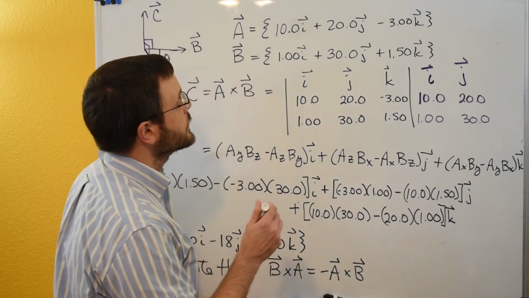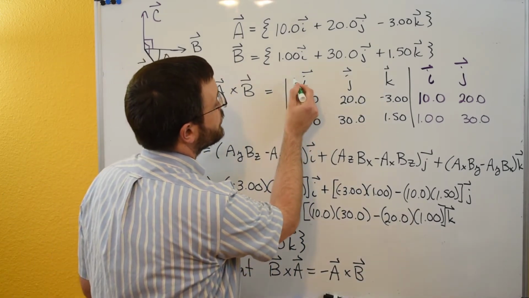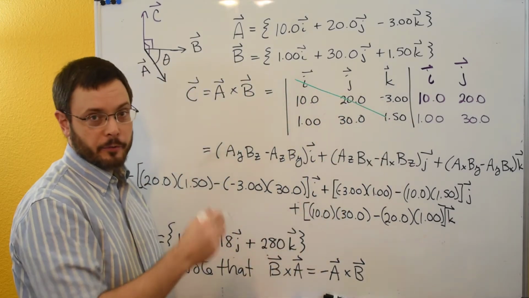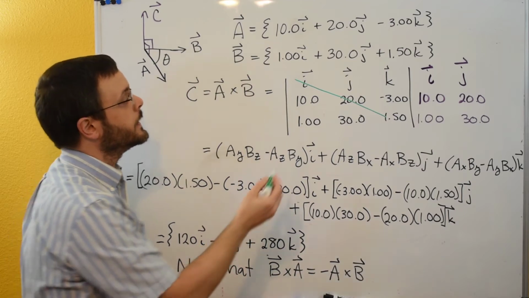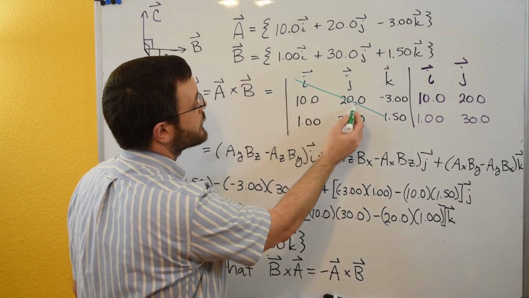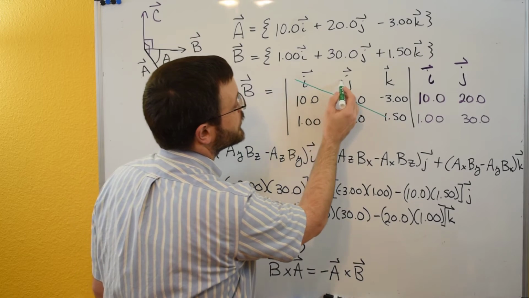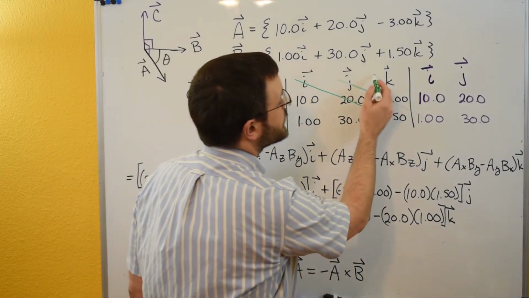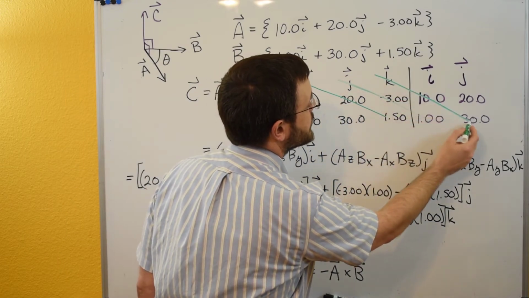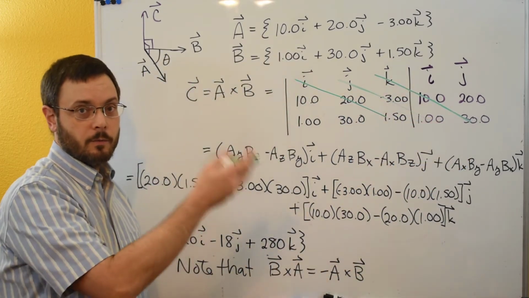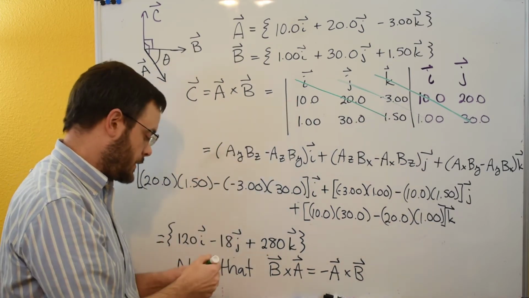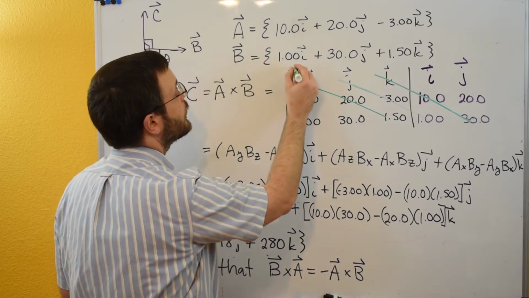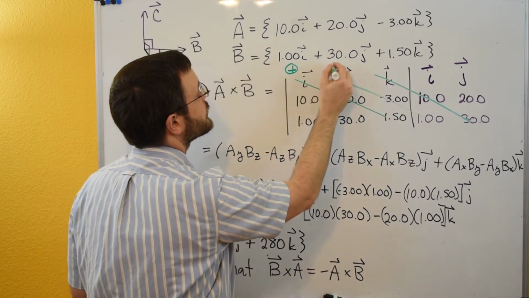But this technique of doing the columns is that you find a diagonal and you multiply all three things together in that diagonal. So this term would be i times 20 times 1.5. The next term would be j times minus 3 times 1. And the next term would be k times 10 times 30. Now you can see why we wrote those two columns over again. Then these will all have plus signs in front of them.